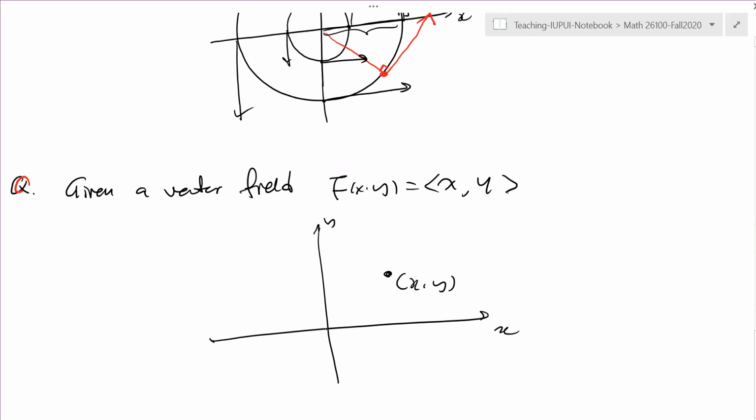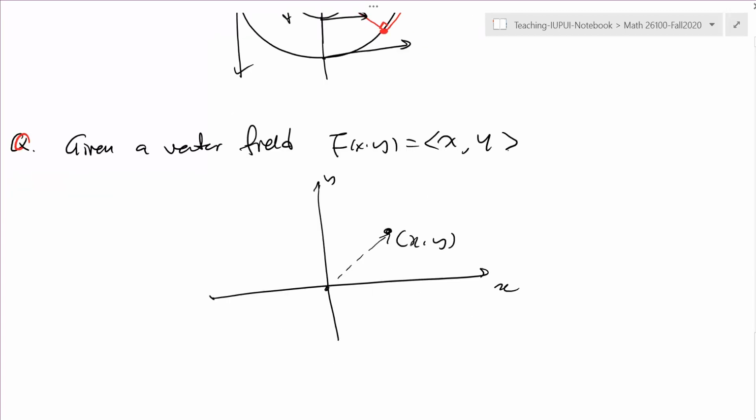Now, if you just want to draw the vector in standard position with components x and y, that is a vector, right? But we want to draw the vector with starting point at x and y, so you just parallel translate it here. This is my vector f.